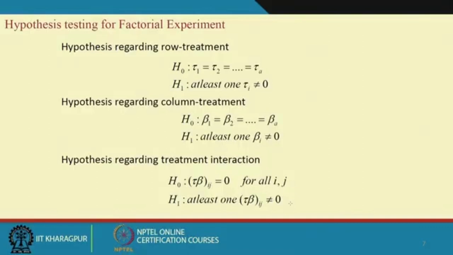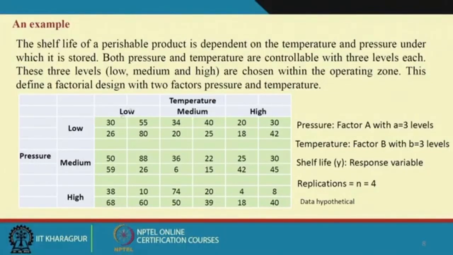Okay. So, we will see one experiment in the next class, and all those things we have discussed so far, how the factorial experiment is developed. Suppose I consider this experiment: the shelf life of a perishable product is dependent on the temperature and pressure under which it is stored. So, there are two controllable factors, temperature and pressure, which govern the shelf life. Both are controllable with three levels each: low, medium, high and low, medium, high. These three levels are chosen within the operating zone. It must be in the operating zone. This defines a factorial design with two factors, temperature and pressure.